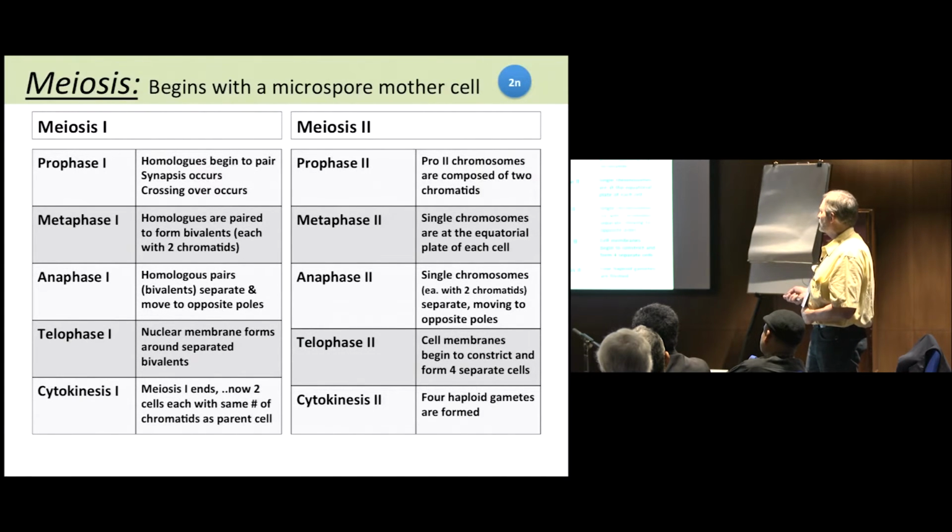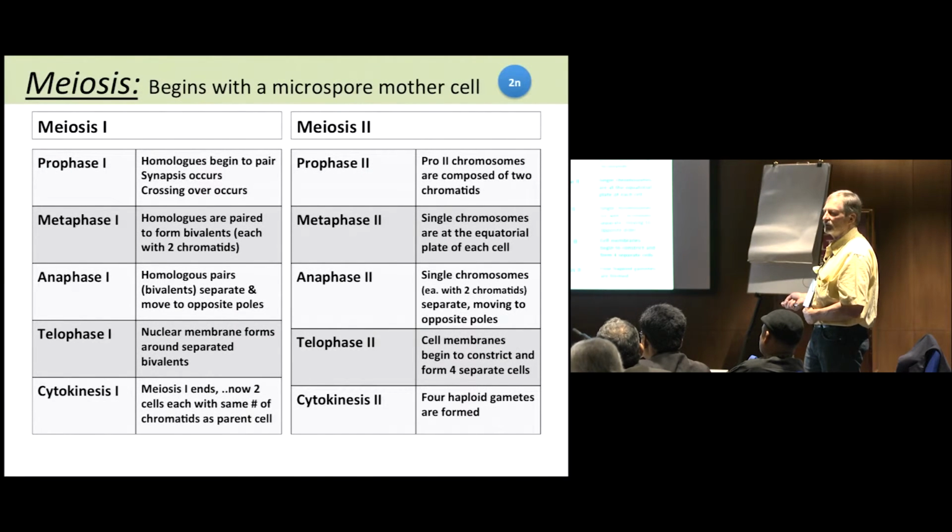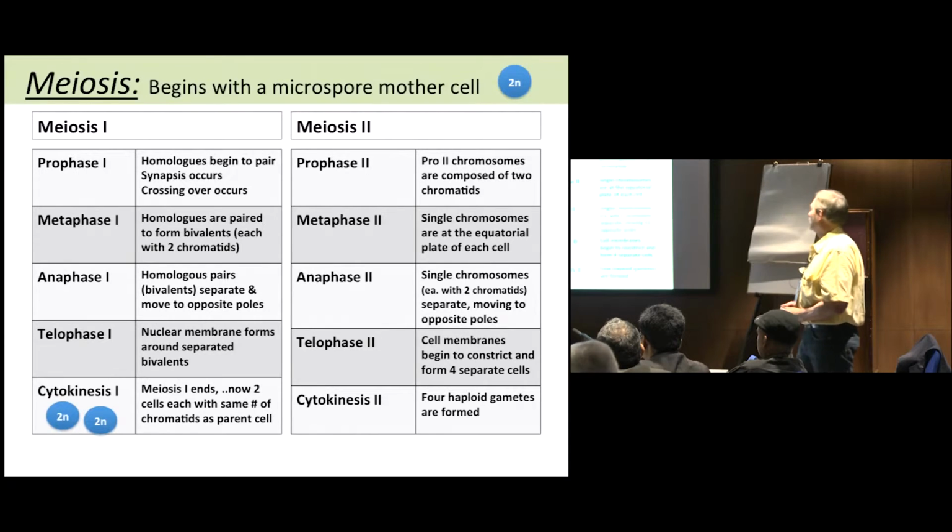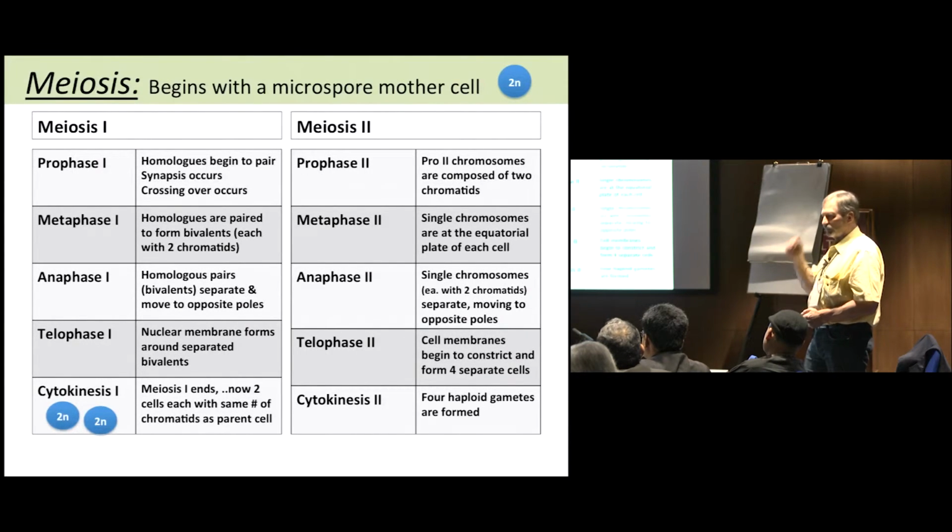Metaphase, in the metaphase stage of meiosis 1, the homologous chromosomes are paired and form bivalents. Each of those bivalents consists of 2 chromatids. Then anaphase 1, the homologous pairs separate and move to opposite poles of the cell. Telophase 1, a nuclear membrane forms around those separated bivalents. And at the end of telophase 1, we have cytokinesis 1, when each of the 2 cells now has the same number of chromatids as the parent cell. So we've gone from 1 cell that's diploid to 2 cells that are diploid.